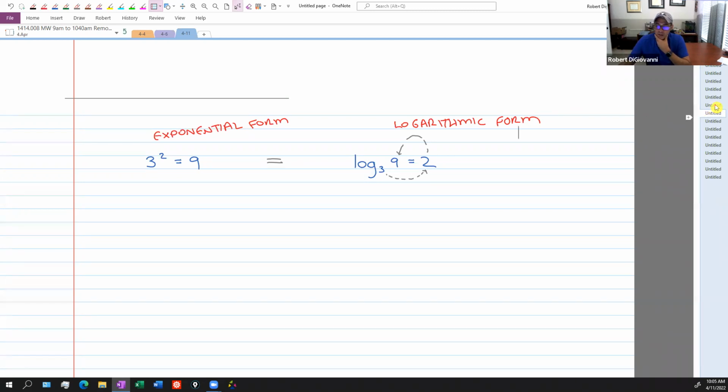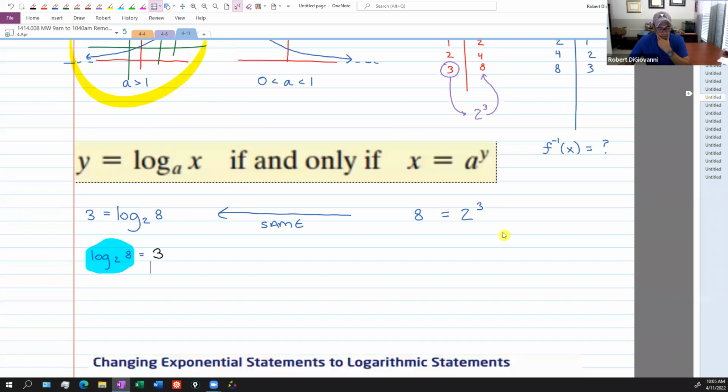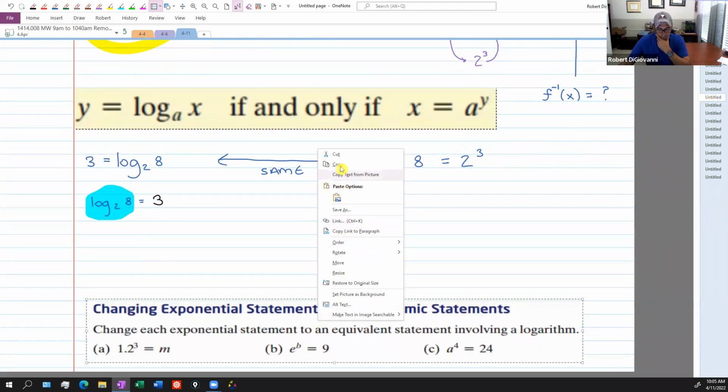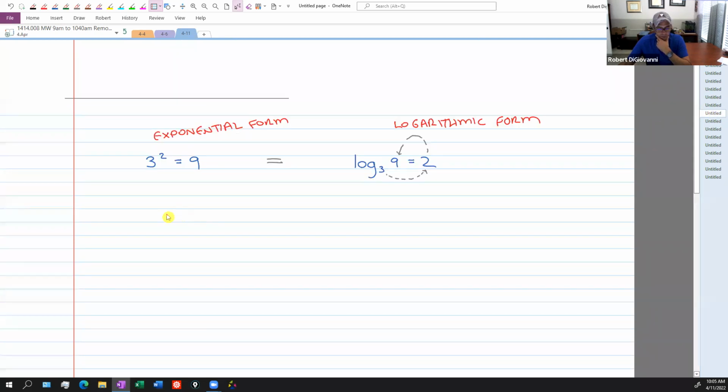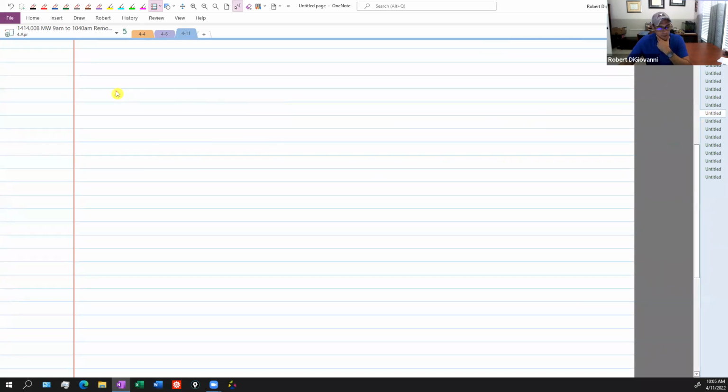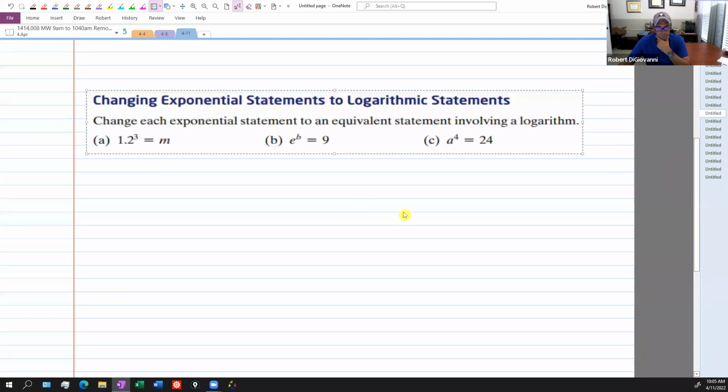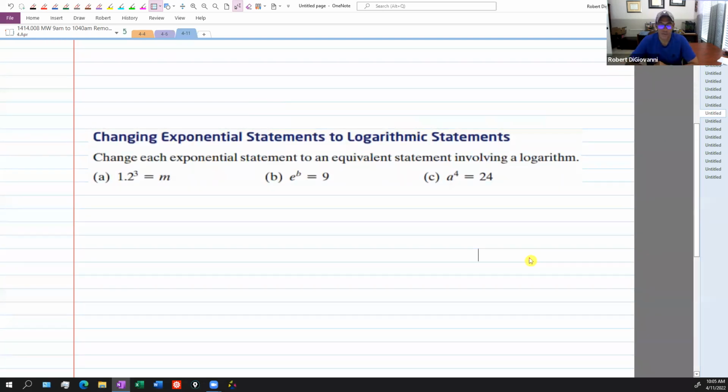So let's see if we can do some examples here. These right here. Look at these three statements. We want to take these and change these to what does it say here? Change each exponential statement to an equivalent statement involving a logarithm. So we want to change these from exponential to logarithmic.